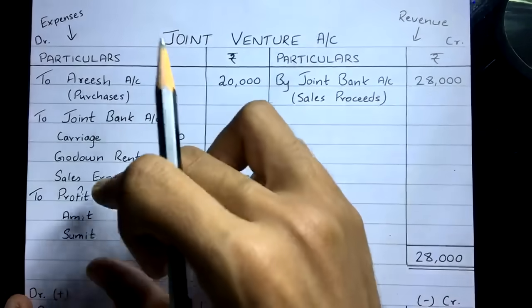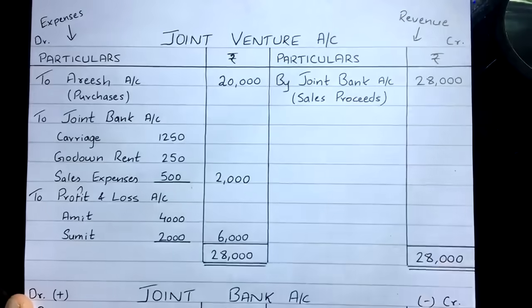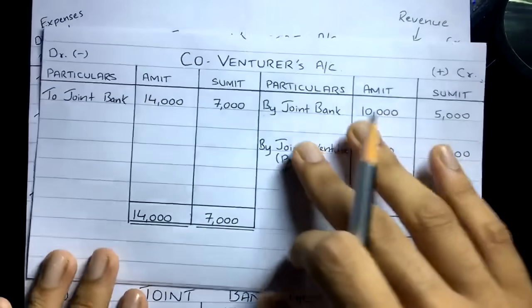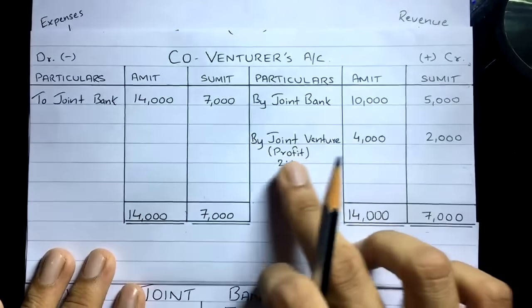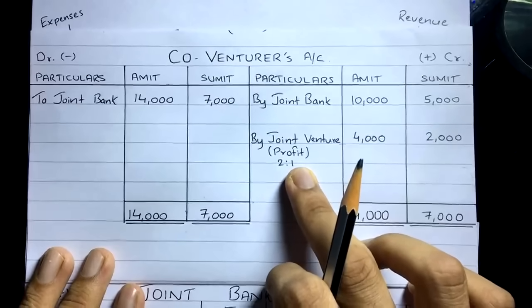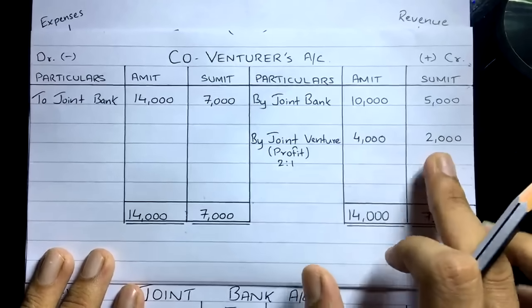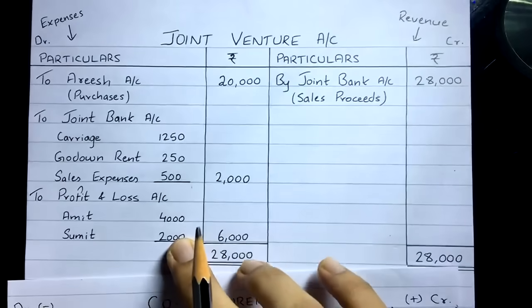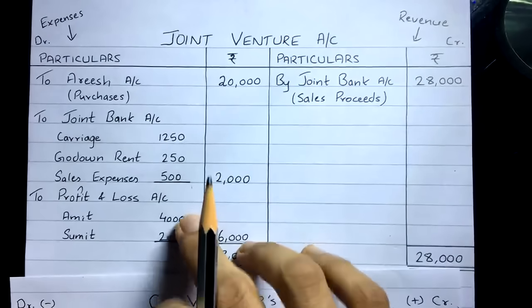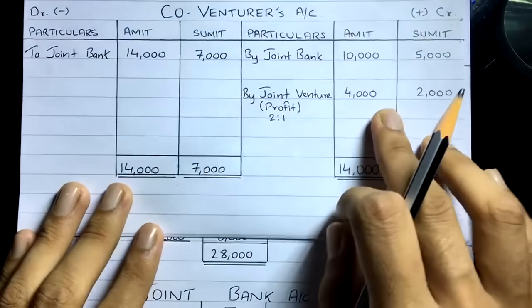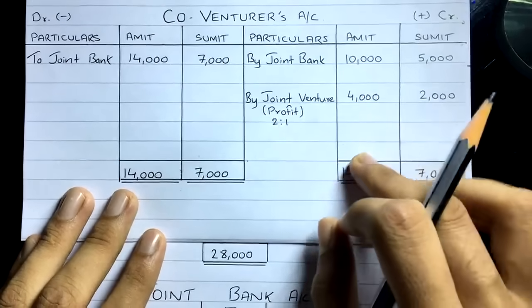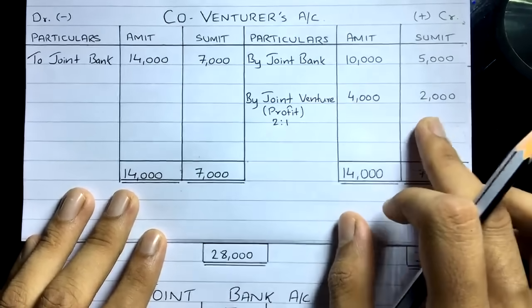Then immediately this profit will go to the co-venturers account. So it will come by joint venture profit, 4,000 and 2,000, because these profits are for the owners, the co-venturers. So this will go to Amit's and Sumit's account, that is the co-venturers account. It's like partners capital account. So you have to take it over here, 4,000 and 2,000.